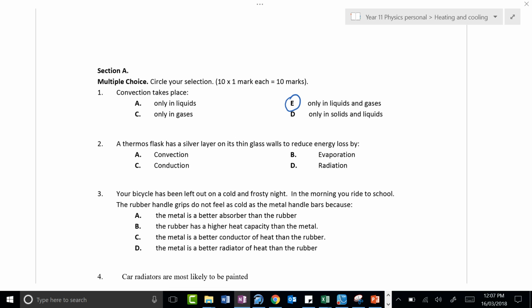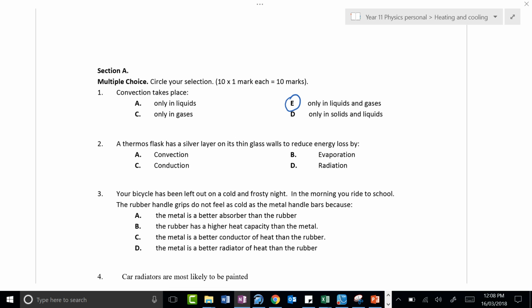And now a thermos flask has a silver layer on its thin glass walls to reduce energy loss by, Gary, do you reckon you could have a go at this? Well, would it be convection, do you think? Would convection have anything to do with a silver layer of glass?